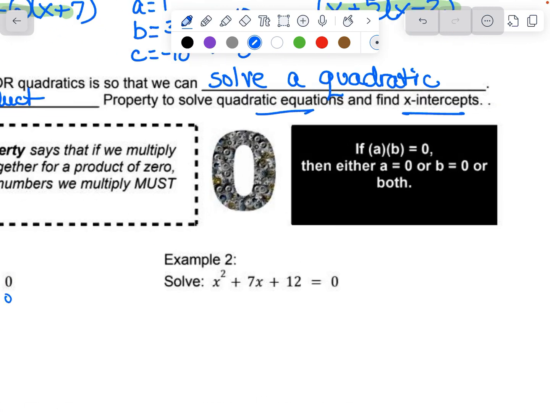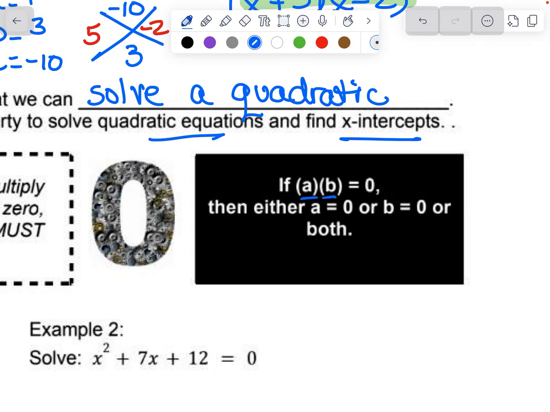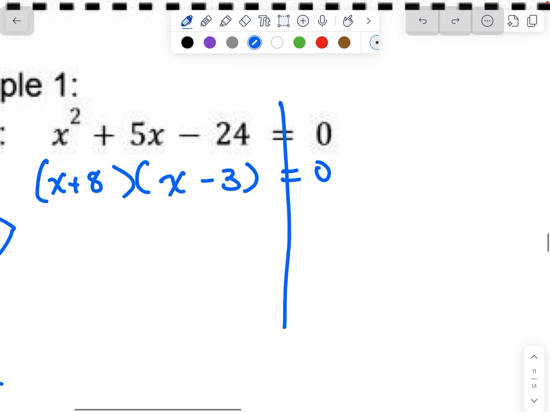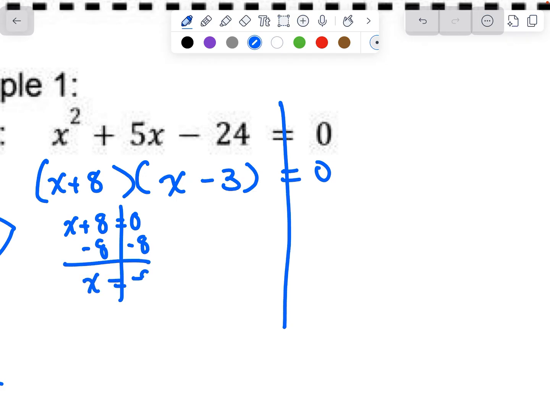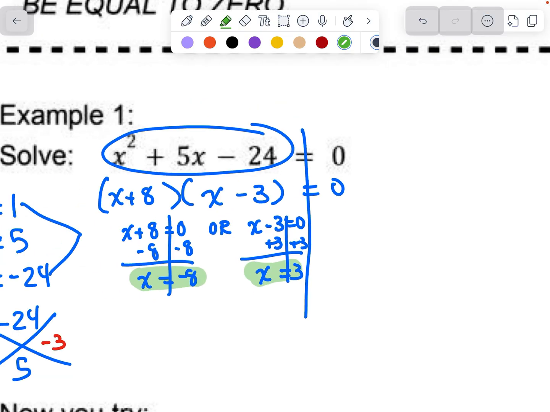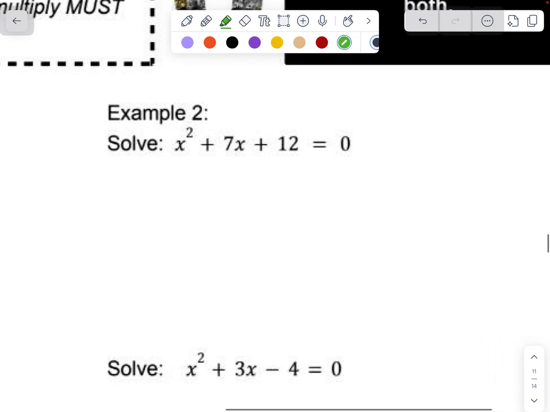The zero product property says when you have two numbers that you multiply together, if you get a product of 0, one of the numbers has to be 0. That's the only way you can get 0, by multiplying. So if I know that these two expressions multiply together to give me 0, then I know either this first expression has to be 0, which means x must be negative 8, or the second number has to be 0, which means x equals 3. And if you were to graph this quadratic, you would see that it has x-intercepts at negative 8 and positive 3.